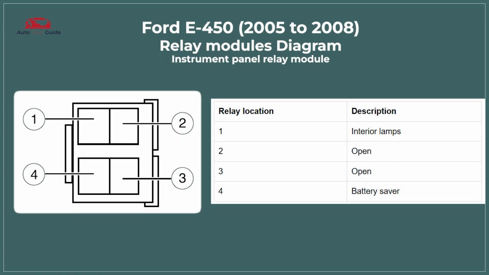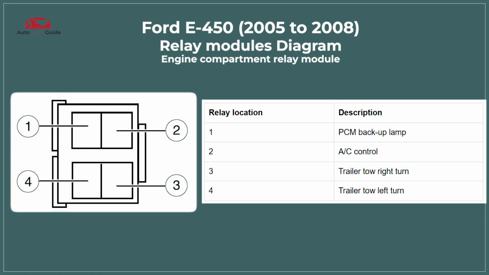The instrument panel relay module in the 2005 to 2008 Ford E-450 controls functions such as the battery saver, accessory delay, and interior lighting. The engine compartment relay module in the 2005 to 2008 Ford E-450 manages relays for critical systems like the fuel pump, PCM, and cooling fan.